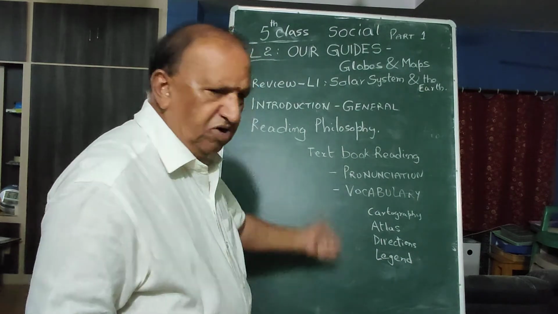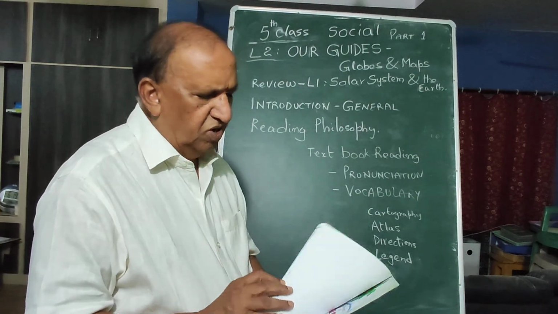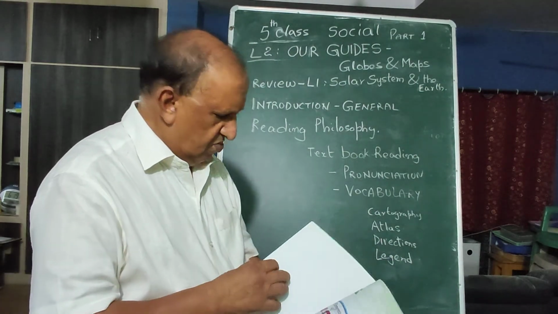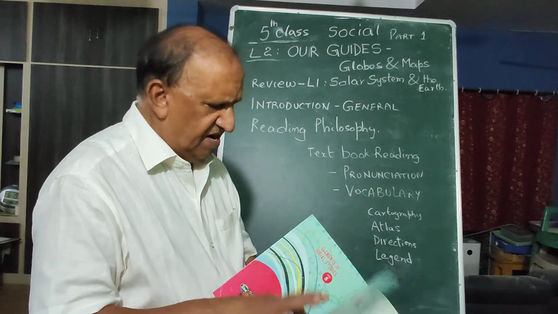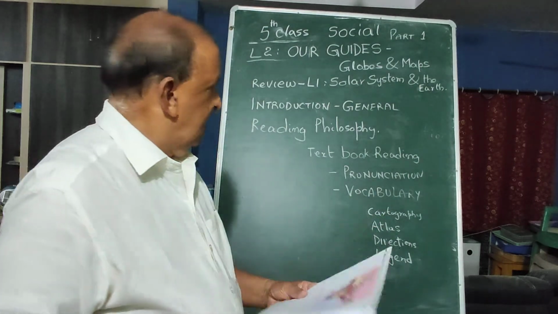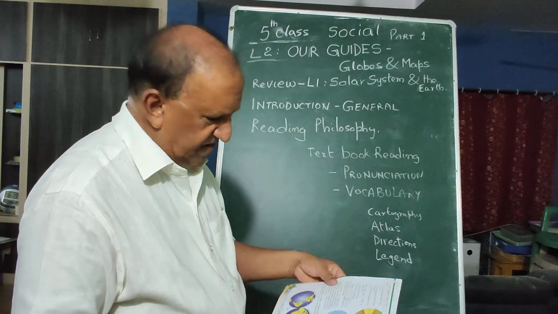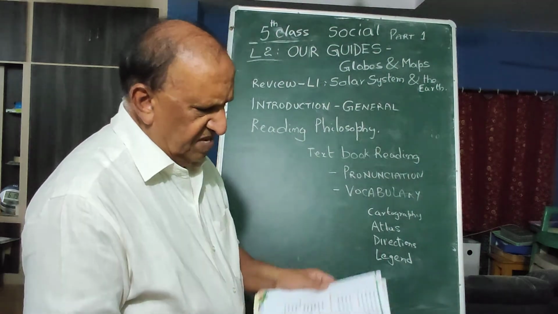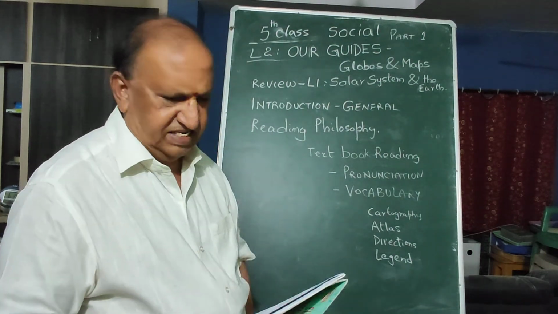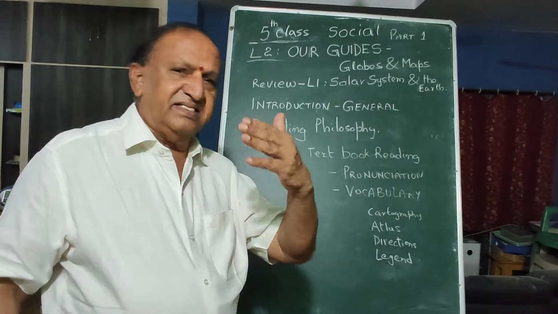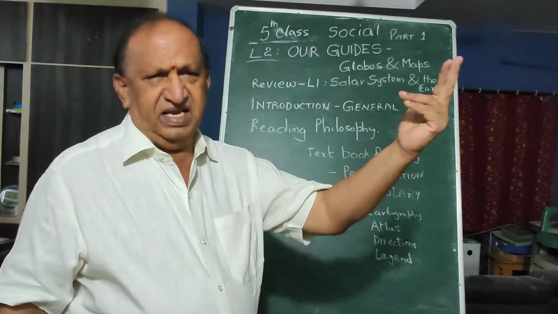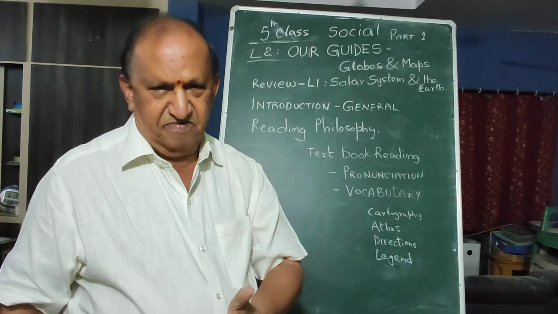So we learned about all this. I want you to read this lesson a number of times, and you can easily know. I don't think you will feel difficulty. To understand the earth, we have two means: a globe and a map.